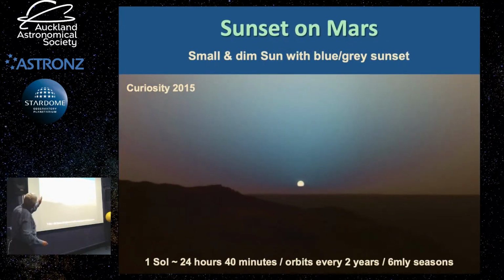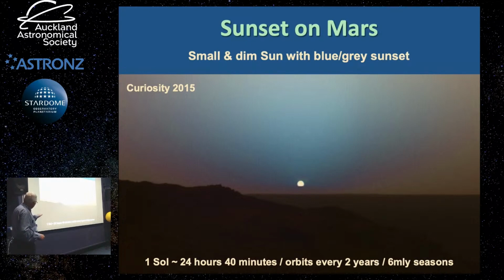So this is sunset on Mars. Notice how small the sun looks, and look how dim it is because it's further away. But notice the sky sort of looks like a blue-grey sunset instead of the red. Once again, less atmosphere and so on, less particles to scatter light. You just don't get the sort of nice colours that you get here.